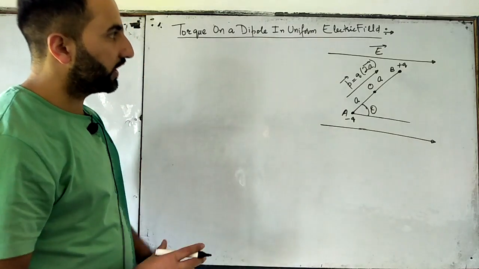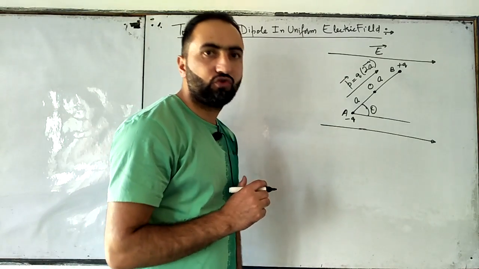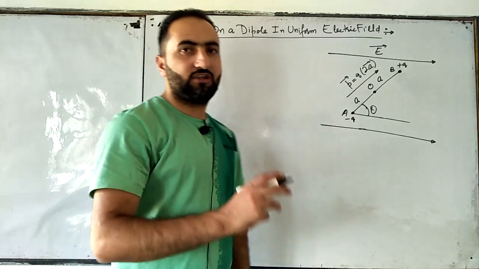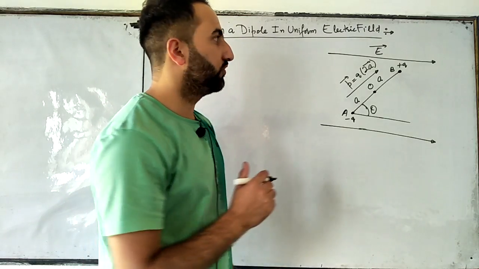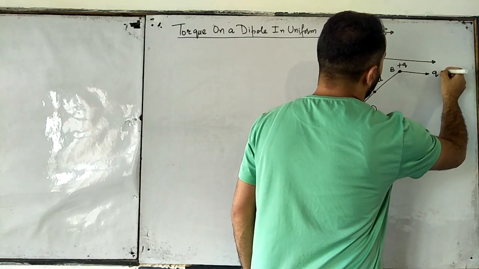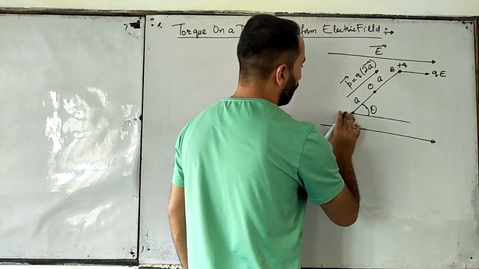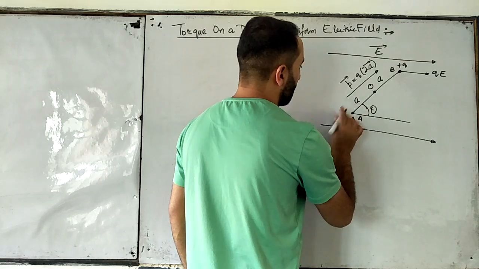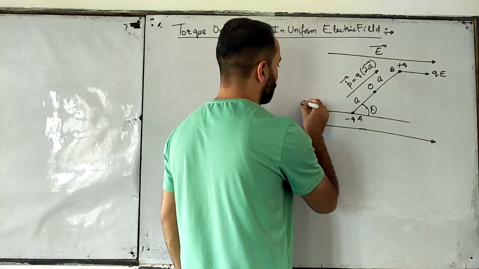Fine. Okay, so first of all, the dipole is placed in the region of uniform electric field. Obviously, this minus q and plus q will experience a force. The force on this plus q will be in this direction, and how much is that? That will be equal to q multiplied by E. And the force on this minus q will be in this direction, in the backward direction, which is equal to q multiplied by E.